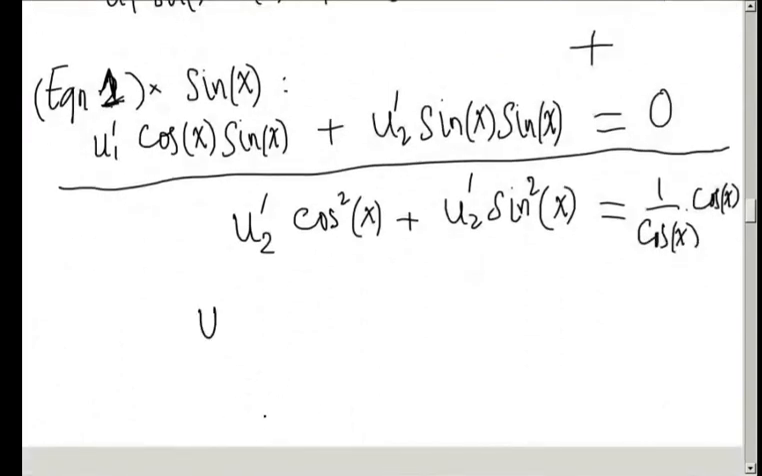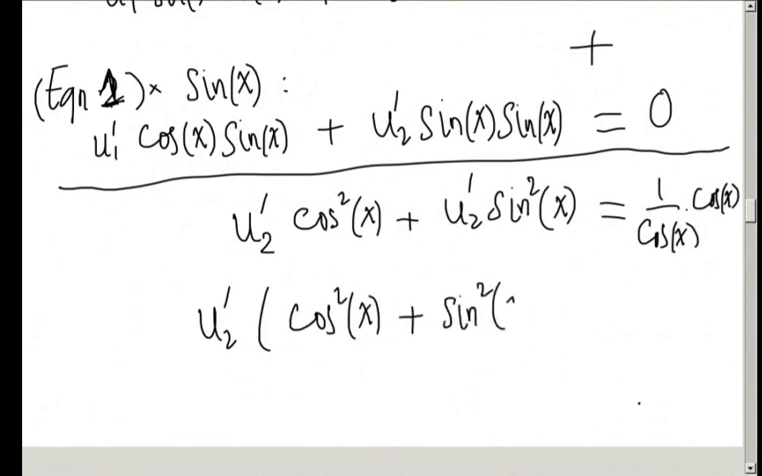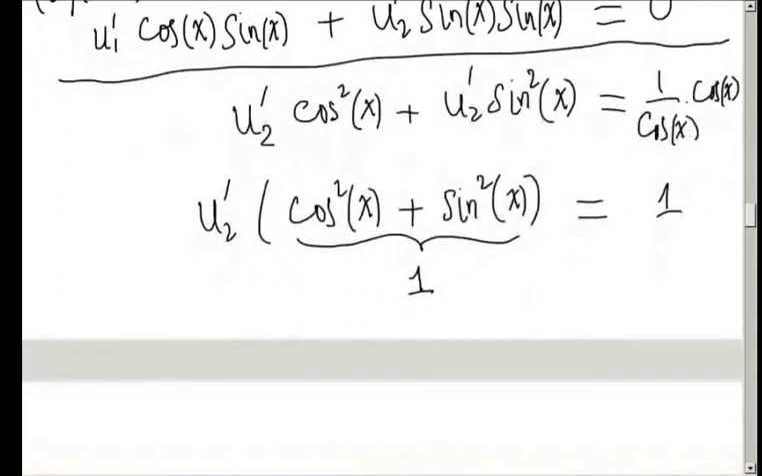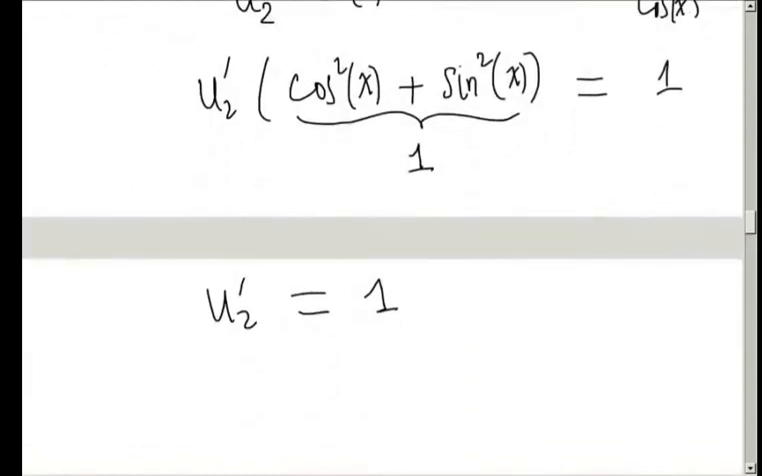Now u2 prime is a common factor we can factor out, and we have cosine squared x plus sine squared x left there, and the right hand side just 1. But also, what is cosine squared plus sine squared? Our familiar Pythagorean identity, which gives us 1. So what we have left is u2 prime equal to 1. So we have made some progress here. We have solved for u2 prime. Now we need to find u1 prime.